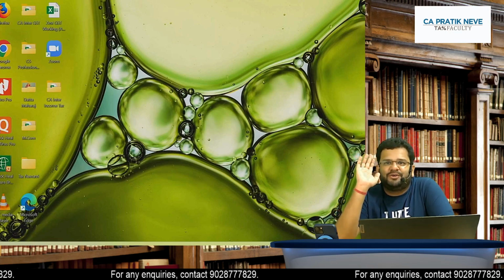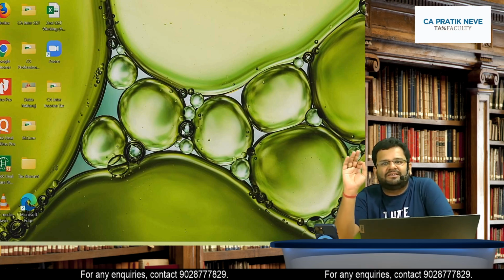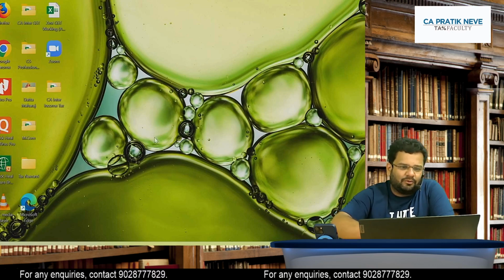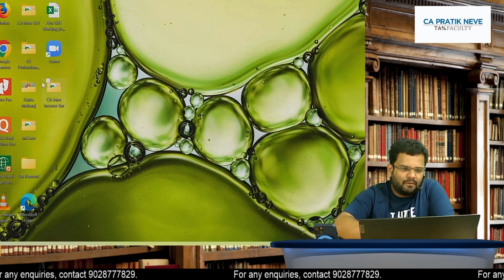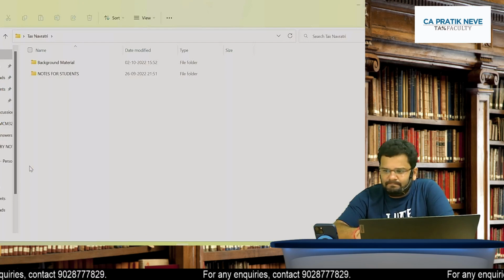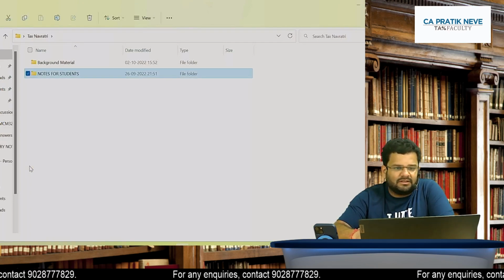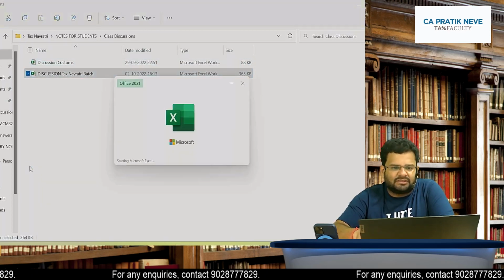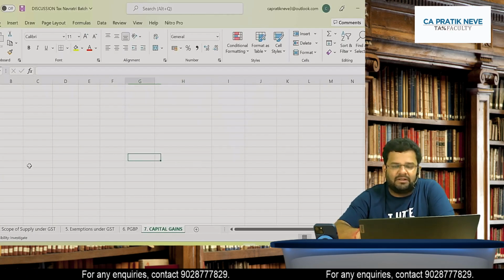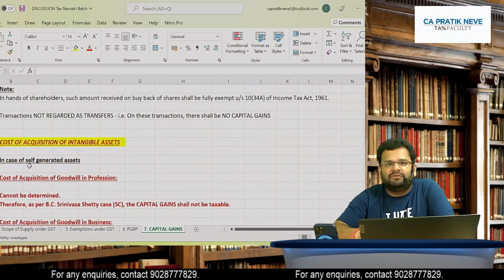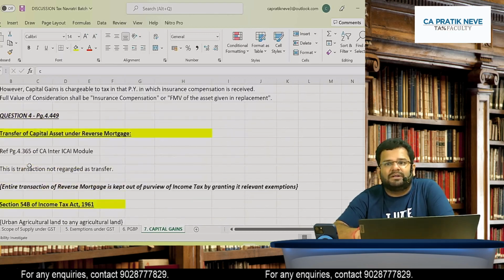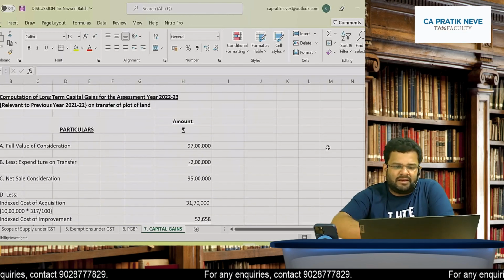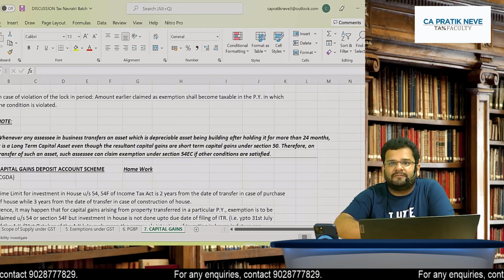Did you all understand? Yes, all this is given to you in writing in Excel file also. I would like to keep it opened for your reference. You can see it in the notes for students: class discussions, tax Navratri batch, capital gains. So each and every word which I am uttering is being discussed here. Agreed? Got the point till this?